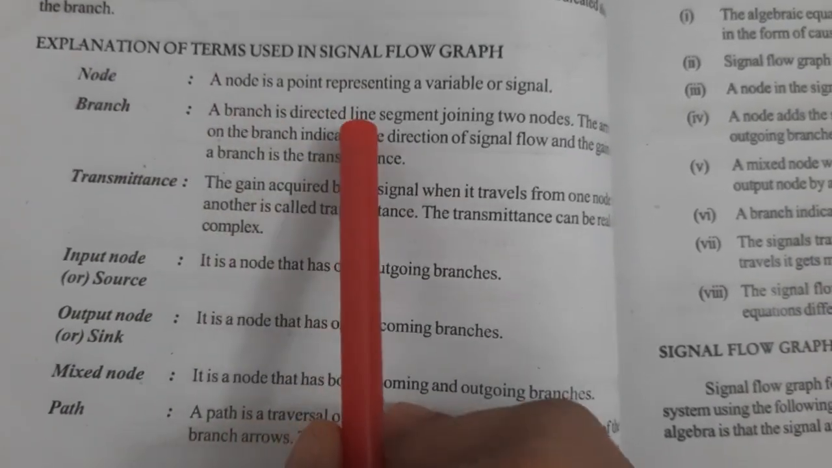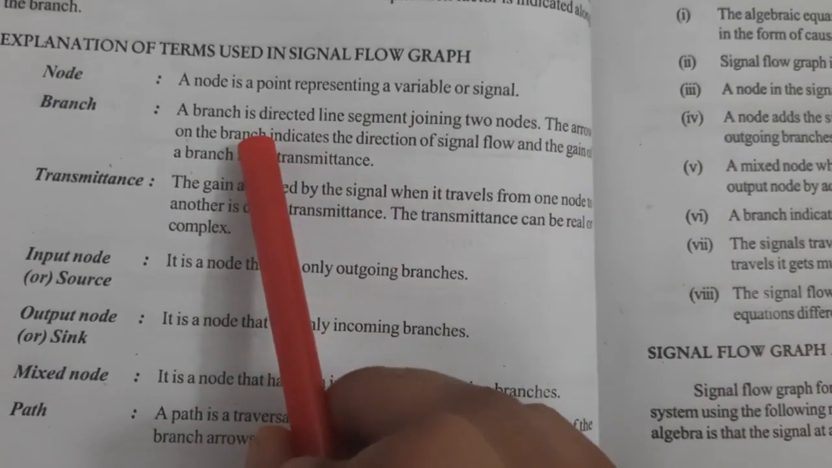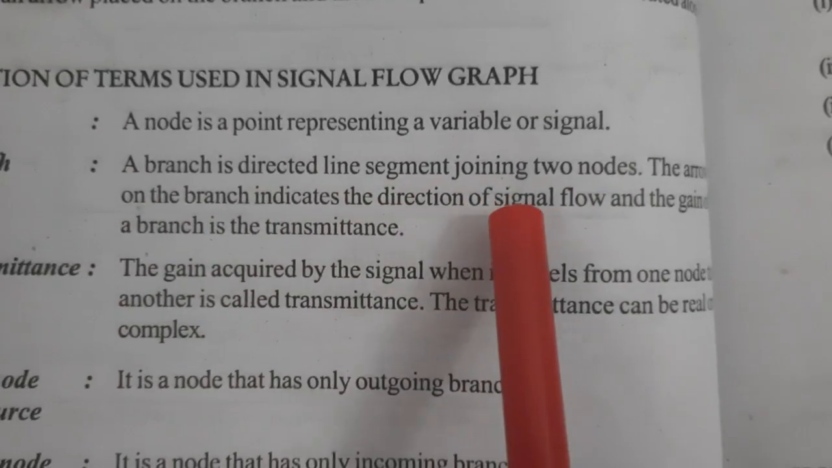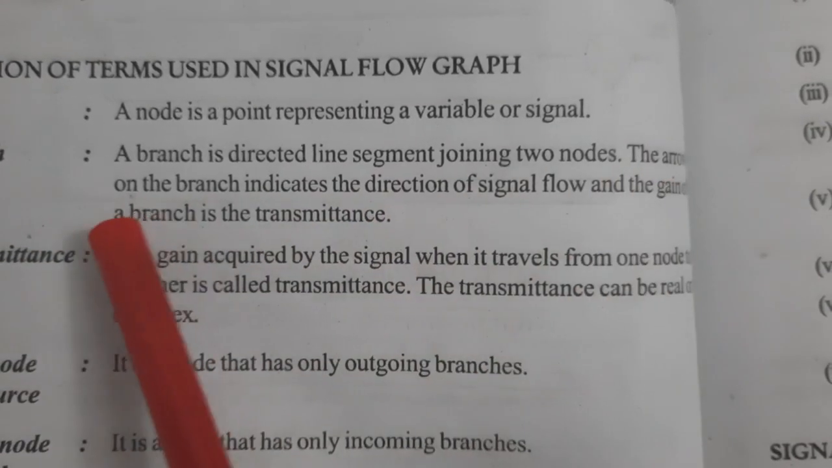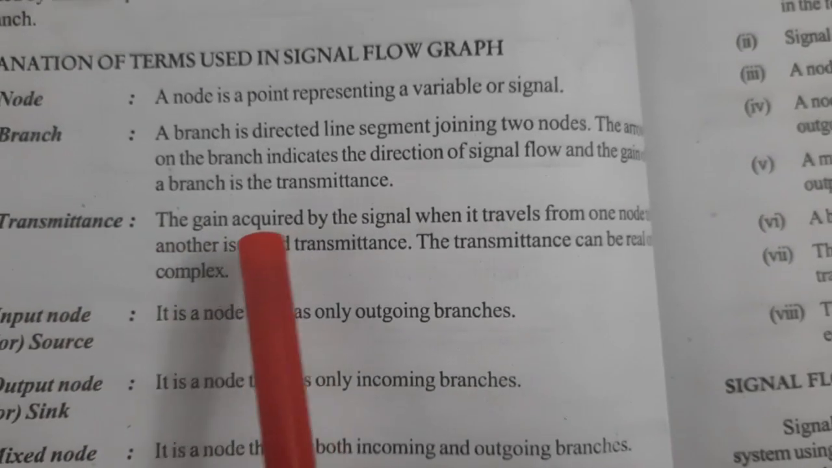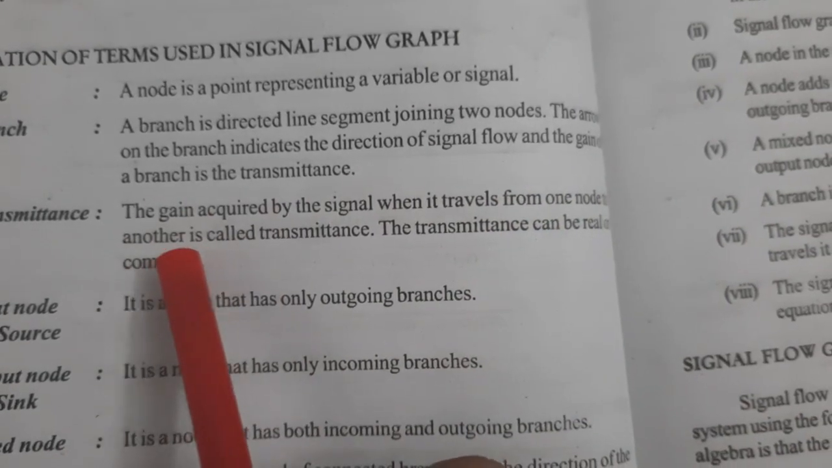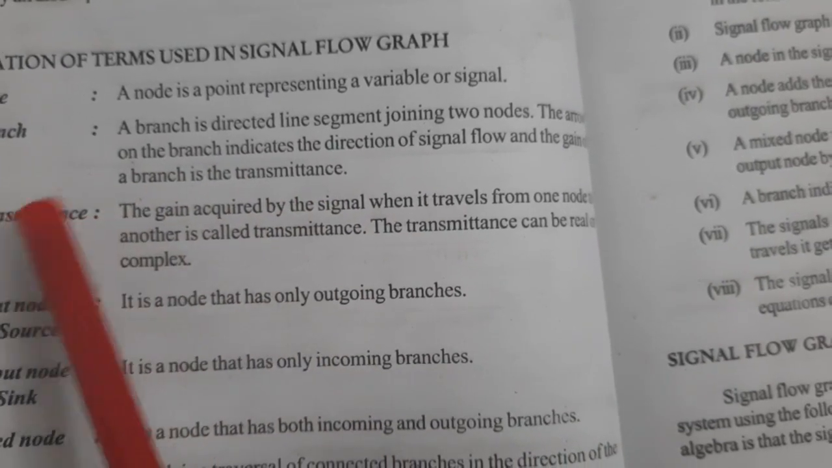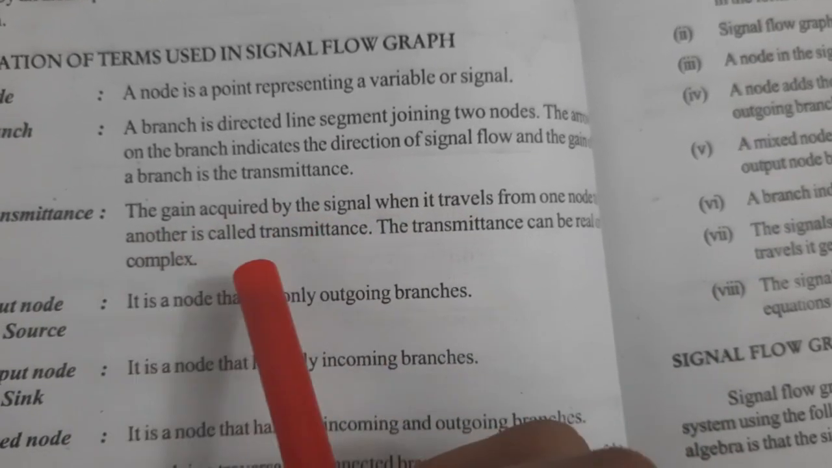A branch is a directed line segment joining two nodes, and the arrow on the branch indicates the direction of signal flow, and the gain of the branch is the transmittance. Next one is transmittance, and this is the gain acquired by the signal when it travels from one node to another node. This transmittance may be a real value or complex value.